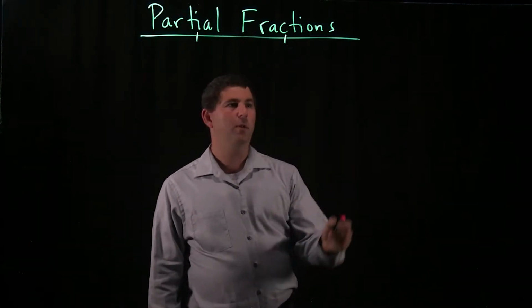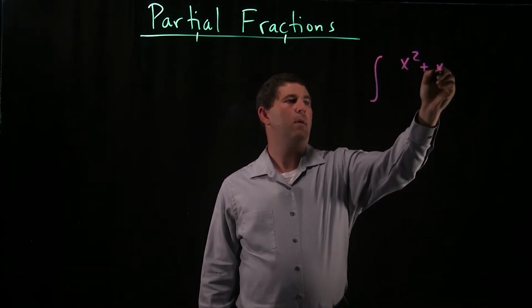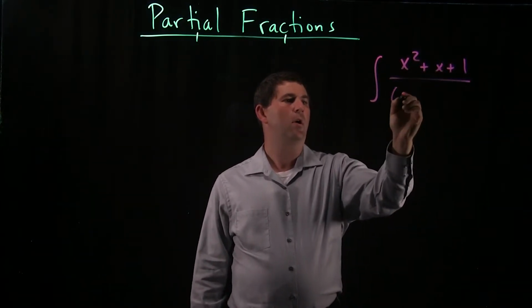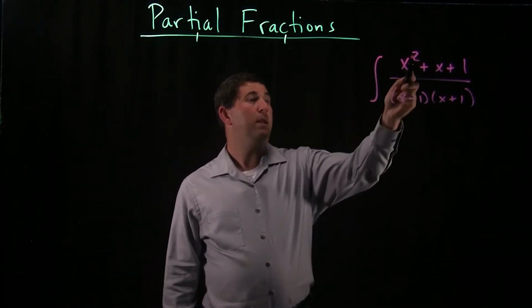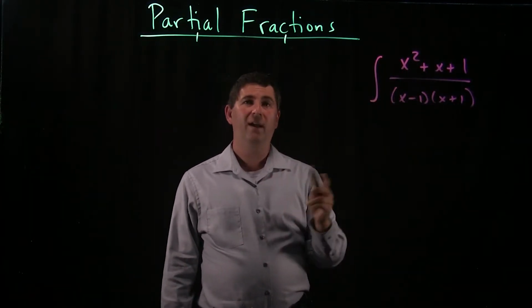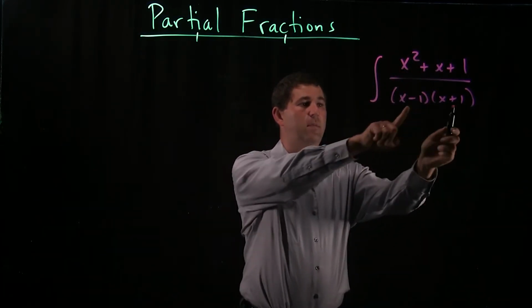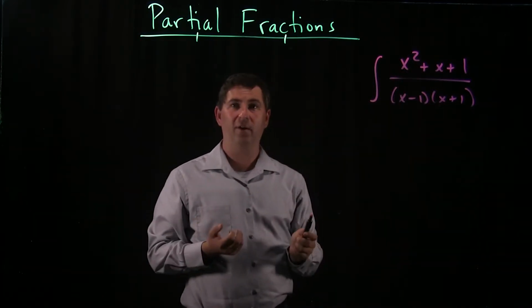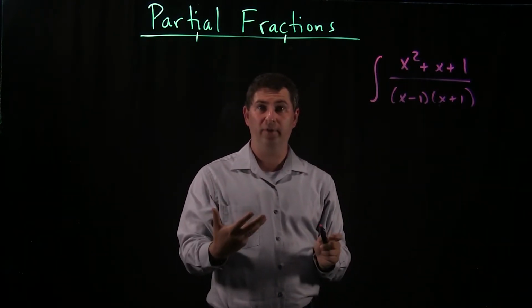All right, so let's do the following example. I want to find an antiderivative of x squared plus x plus 1 over (x minus 1) times (x plus 1). So we note immediately the degree of the numerator equals the degree of the denominator. I have an x squared here, and if I distributed, the highest term would also be x squared. So I don't immediately jump to partial fractions. Instead, I do polynomial division.